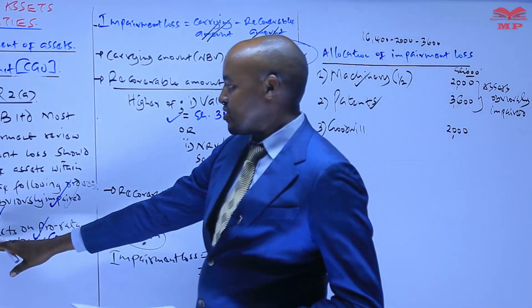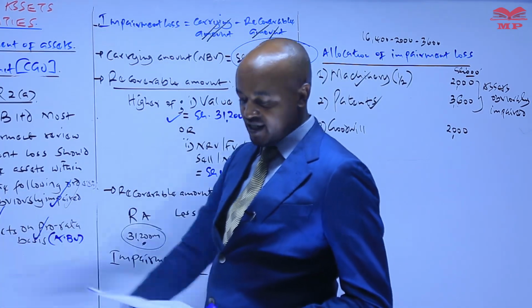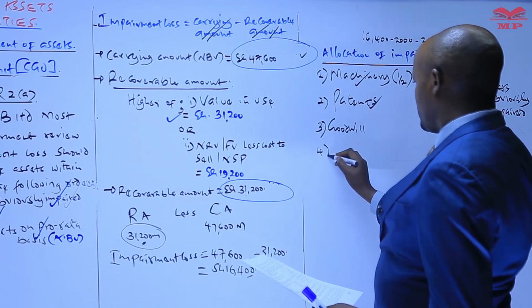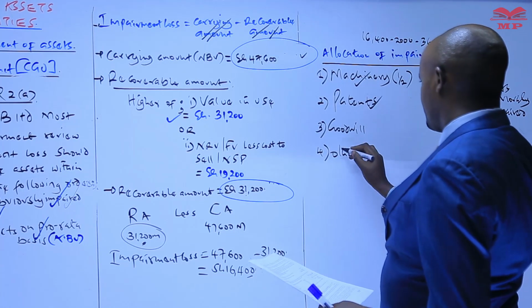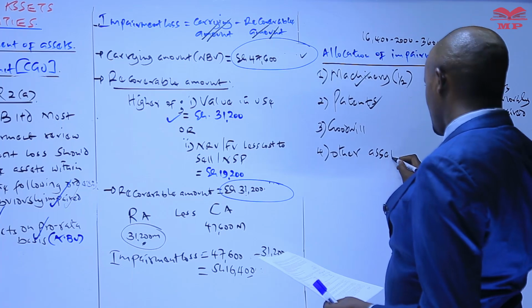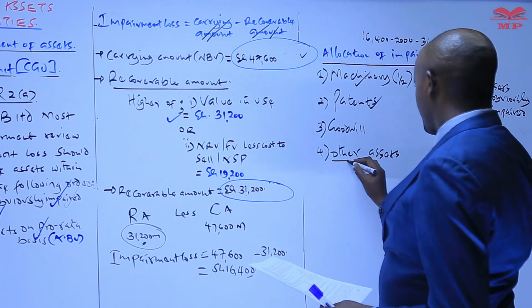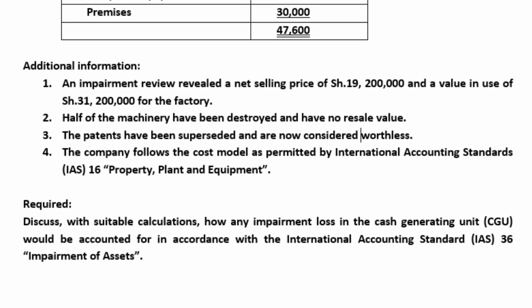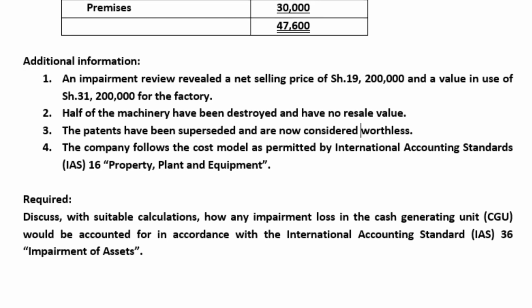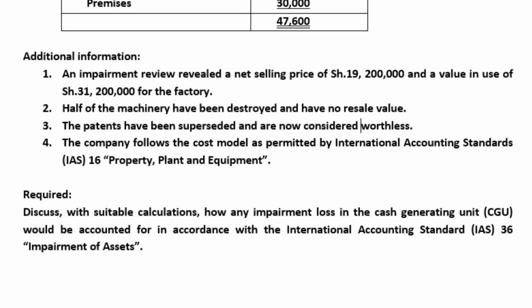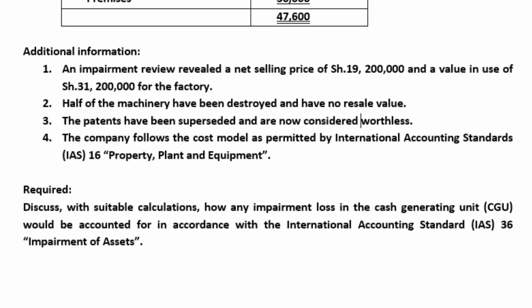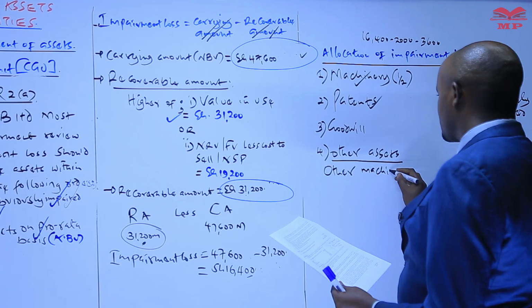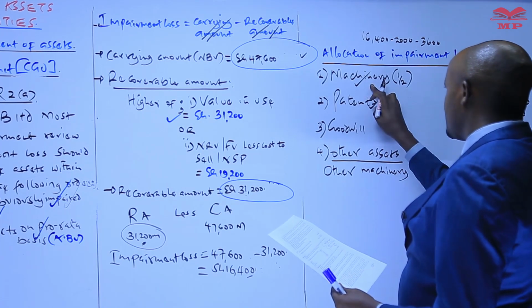And then finally, we allocate now to the other assets within that CGU. Which are those other assets? We can just list them here. These include, from the list which you have provided under paragraph 2, we have allocated to the goodwill, we have allocated impairment loss to the patent, and then we have now the machines. We can talk of the other machines. Remember, the machines which were fully impaired here were half.